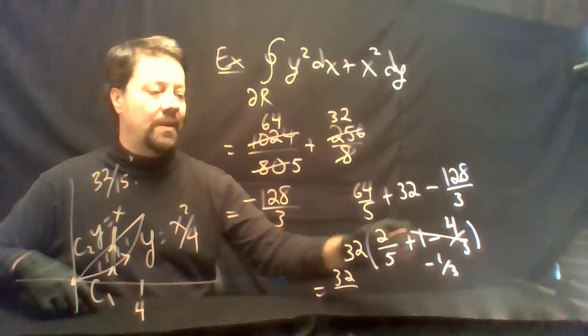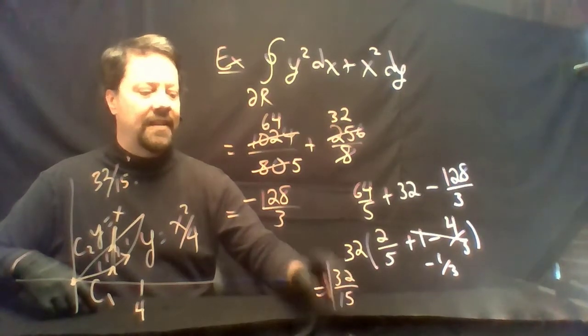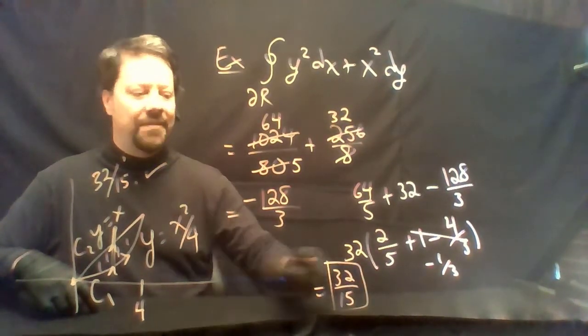6 minus 5 is 1 divided by 15. The answer is 32/15.